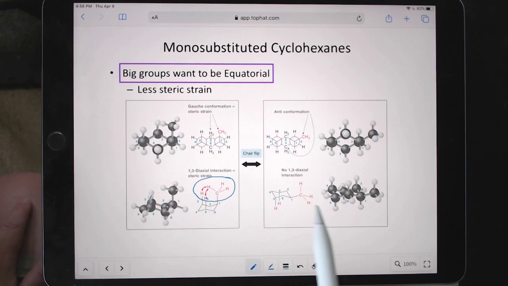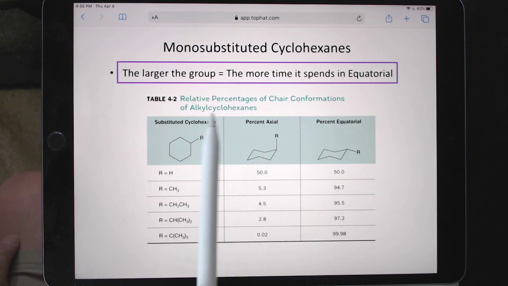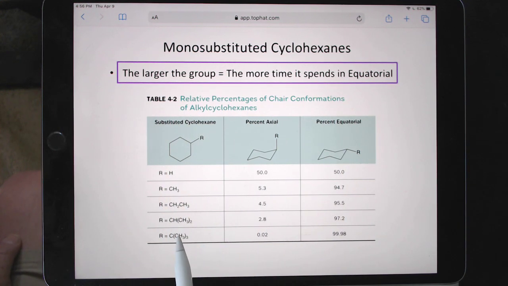But when you do the chair flip, the axial now becomes equatorial, and so now you don't have that. It's not interacting with much at all, and so it's going to spend all of its time in this form to get the big group equatorial. And you can see this. The larger the group, the more time it wants to spend in the equatorial position. So as these groups get bigger, even to a big t-butyl group, it spends 99.98% of its time equatorial and basically no time axial. You don't need to know these numbers, but you just need to know the trend. The bigger the group, the bigger the substitution, the more it wants to be in the equatorial position.